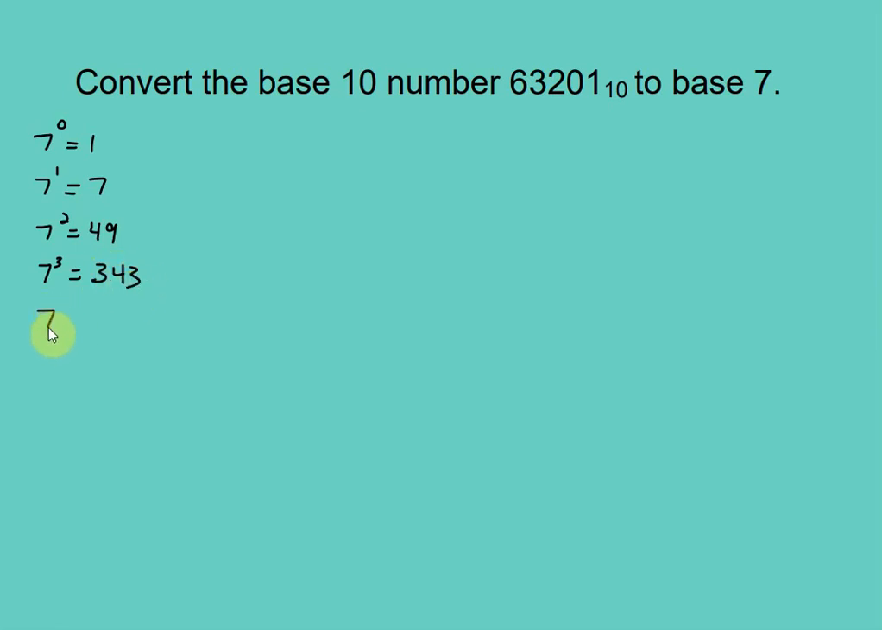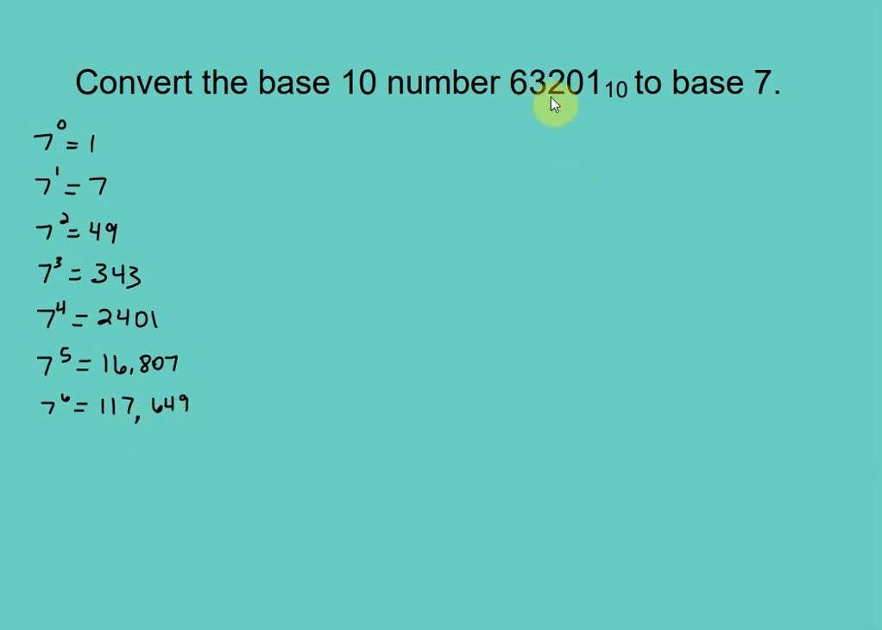7 to the 4th power is 2,401. 7 to the 5th power is 16,807. 7 to the 6th power is 117,649. Well, that's too big.